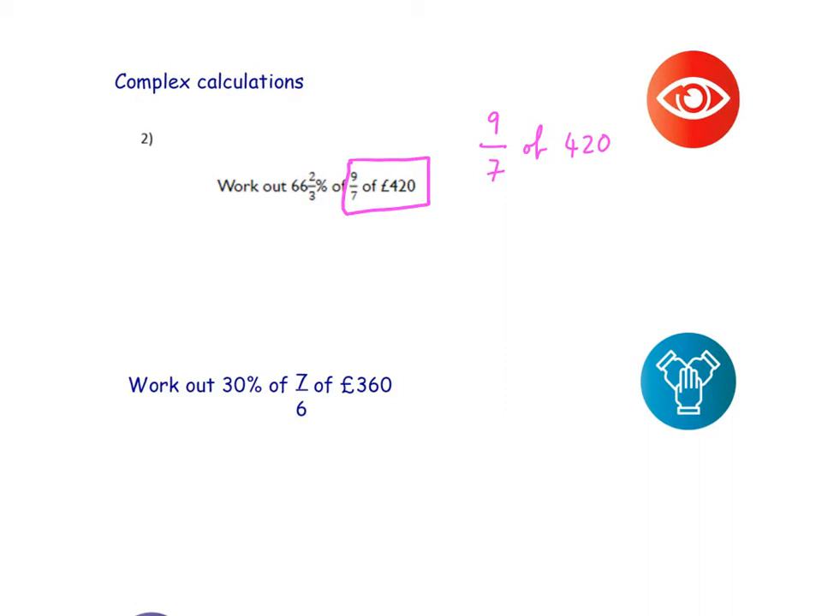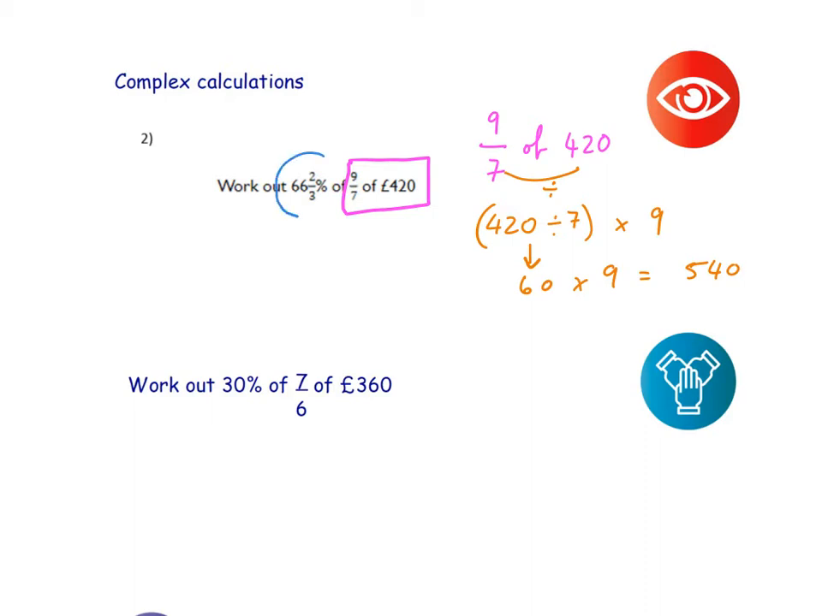Now to do that we should all know what to do. We're going to divide by the 7 to start with, and then when we get that we're going to times the answer by 9. So we're going to do 420 divided by 7 and times the answer by the 9 to start with. So that's obviously 60 times the 9 will give me 540. So from that then we're going to move to the next part of the question.